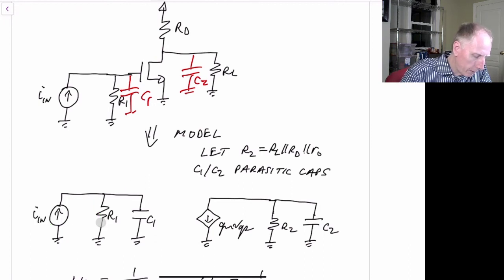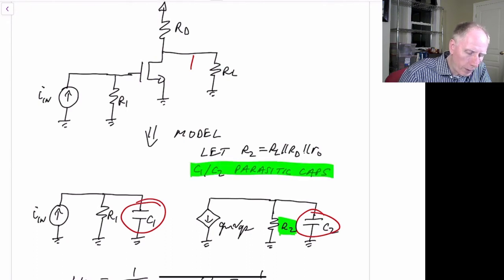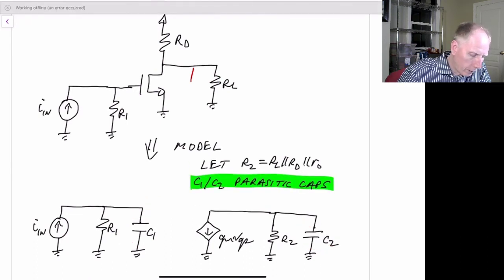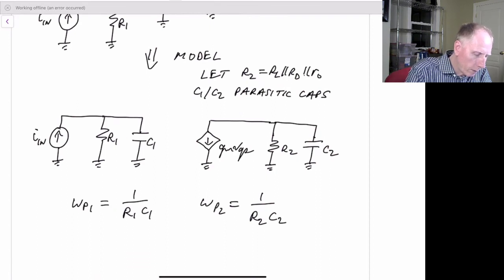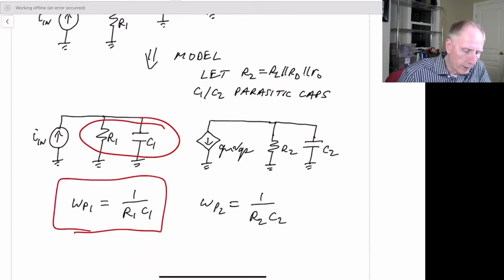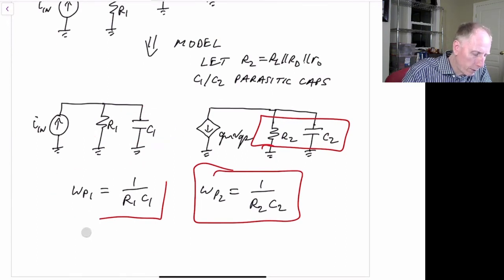So if we include those two capacitances, C1 and C2, we'll also define R2 to be equal to the load resistance in parallel with RD in parallel with the R naught of our transistor. And as I mentioned, C1 and C2 are parasitic capacitances. So this becomes our model for this circuit, and this has two poles. It has a pole due to C1 in parallel with R1, and that pole is going to be at a frequency of 1 over R1 times C1, but also has a pole over here, which is C2 and R2, and that pole frequency is going to be at 1 over R2 times C2. So we have two poles in this circuit.